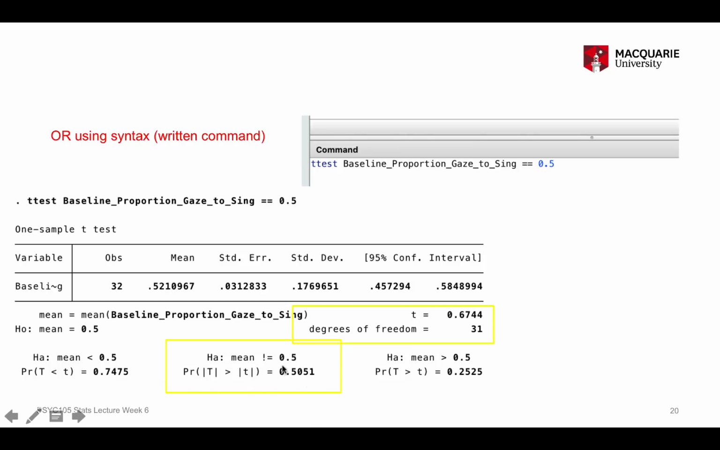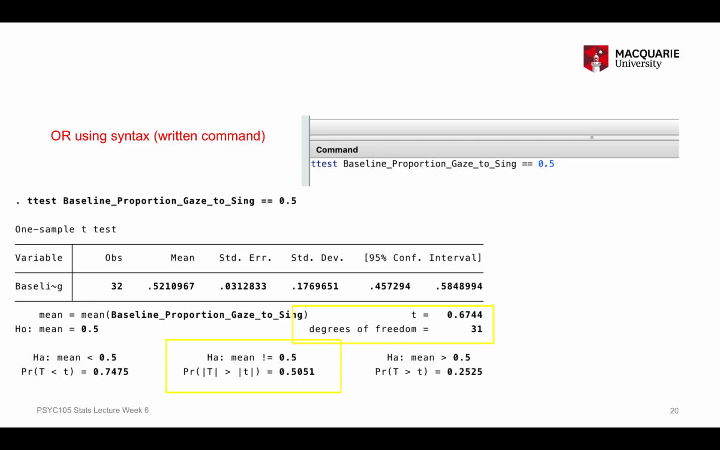So a p-value represents a probability. That's how it's expressed here. And this number, this 0.5051, is the probability that we have obtained this particular t-statistic if the null hypothesis is true. And remember that our critical alpha, our cutoff for significance, is a probability of 0.05, so a 5% chance or a 1 in 20 chance.